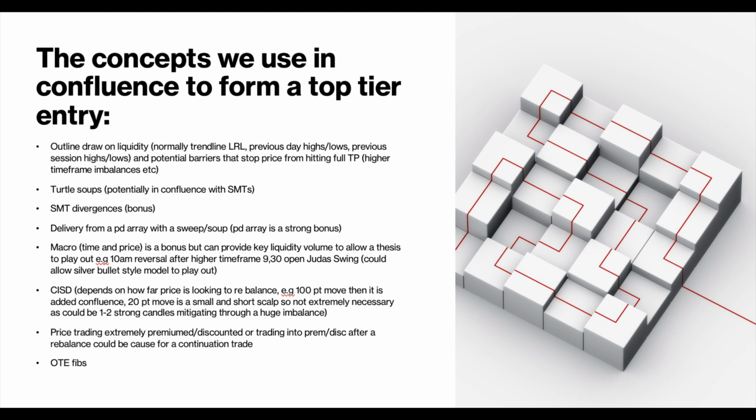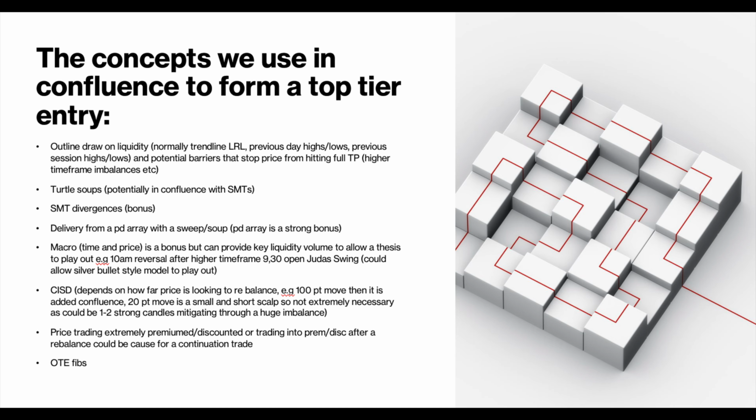Again, another thing we do look for or use for confluence, if we are looking for price to see a surge in volume towards key levels, is the macro. So this is essentially where time and price align. This is a bonus but can provide key liquidity volume to allow a thesis to play out. For example, the 10 a.m. reversal after a higher time frame 9:30 open Judas swing.